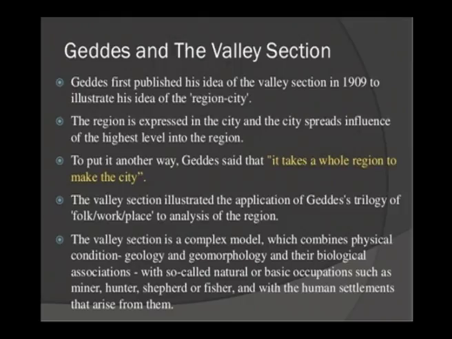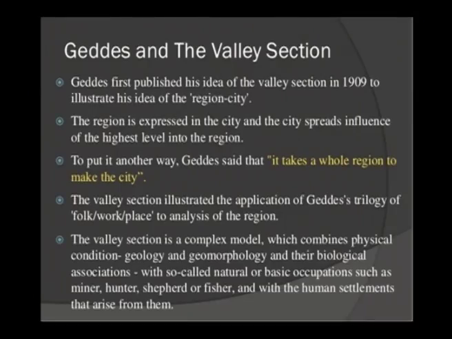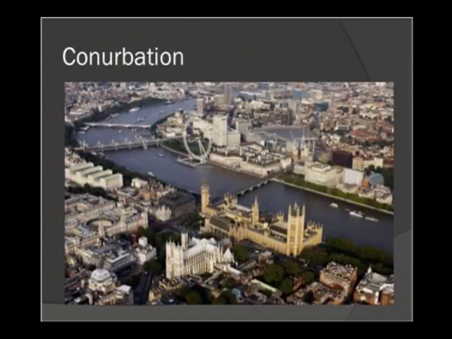Geddes said that it takes a whole region to make the city. The valley section illustrates the application of Geddes' trilogy of folk, work, place to analysis of the region. The valley section is a complex model which combines physical condition, that is geology, geomorphology and their biological associations, with so-called natural or basic occupations such as miners, hunters, shepherds or fishermen, and with the human settlements that arise from them. The next term he came about was conurbation, which is the next level of a city.